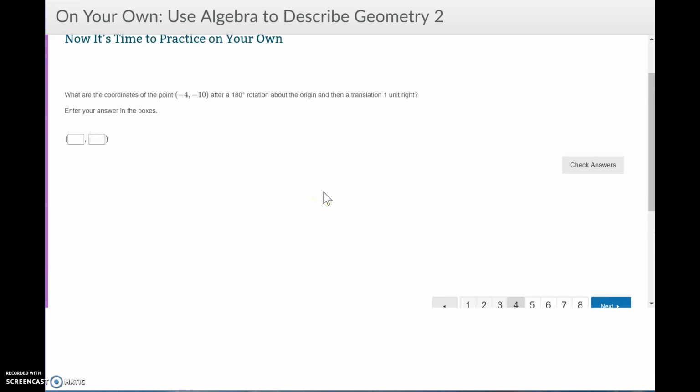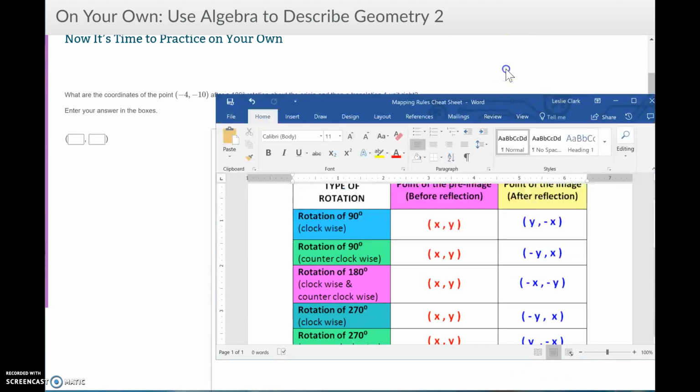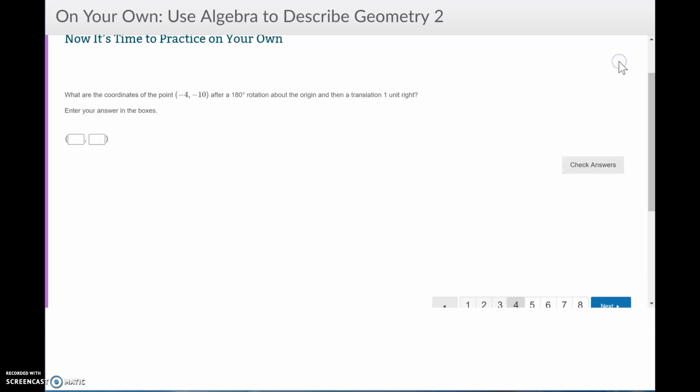Alright, what are the coordinates of the point negative 4, negative 10 after a 180 degree rotation about the origin, then a translation 1 unit to the right? So let's find the 180 rotation about the origin first. So that means x and y just do the opposite. So that's going to become positive 4 and positive 10. So we have positive 4 and positive 10.